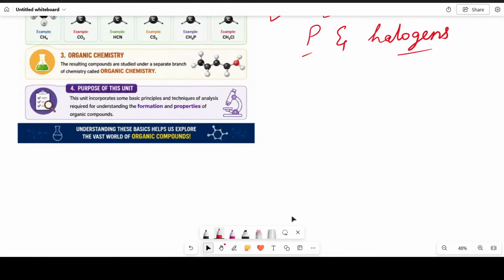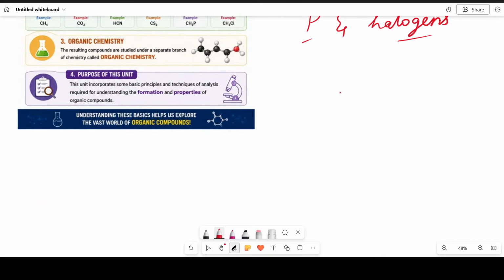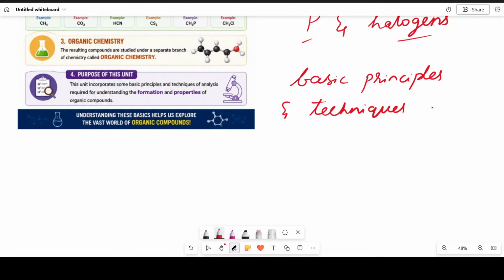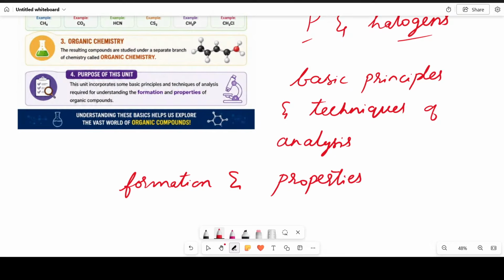Now what is the main purpose of this unit? In this unit, as the name indicates, you are going to learn about the basic principles and techniques of analysis to understand the formation and properties of organic compounds. I hope this is clear.